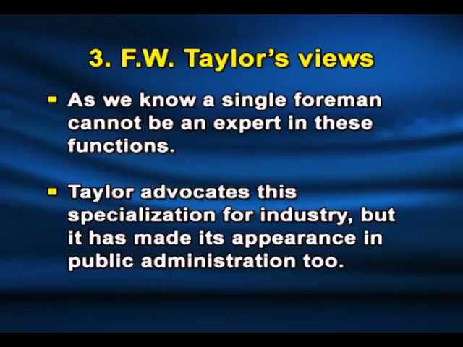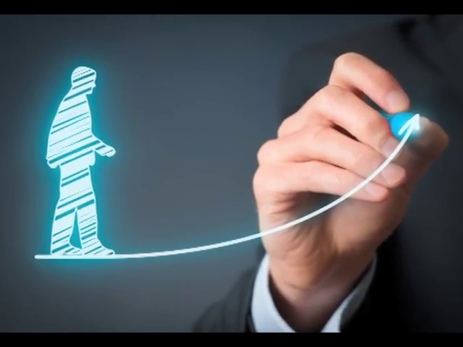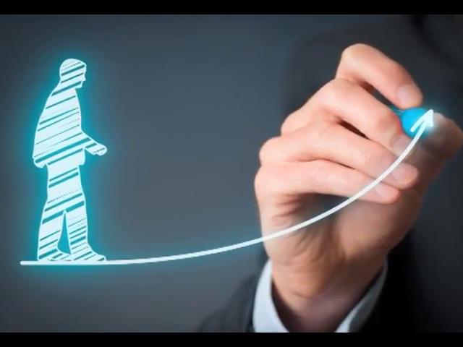Taylor advocates this specialization for industry, but it has made its appearance in public administration too. In public administration, technical supervision is increasing side by side along with general administrative supervision. This leads to the conclusion that the principle of unity of command has broken down, but the advocates of the principle of unity of command argue that though all employees may be subject to the orders of more than one superior, the principle of unity of command may not be considered as broken.